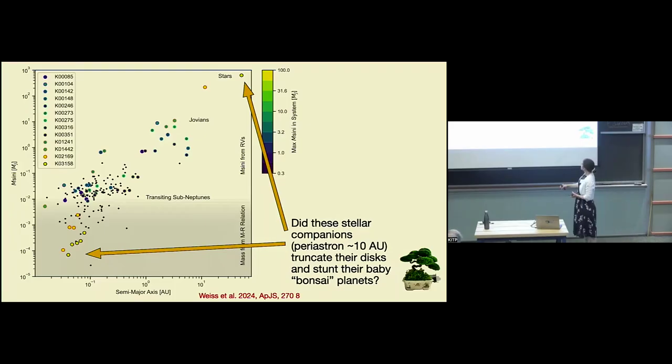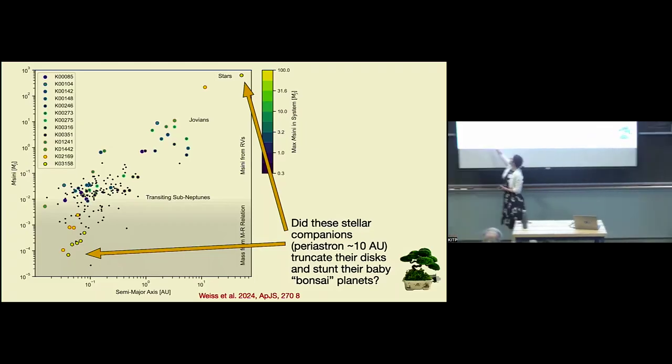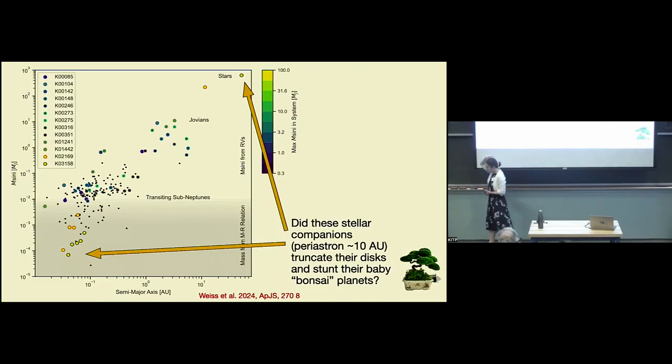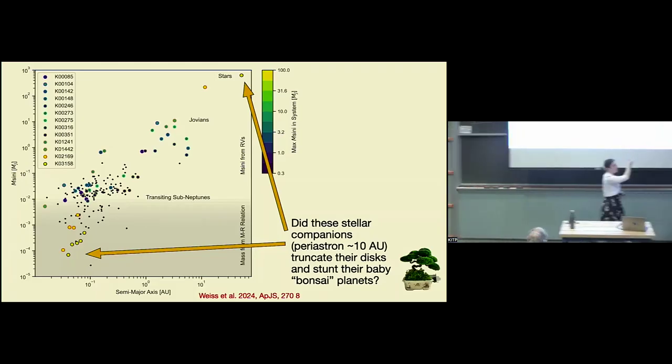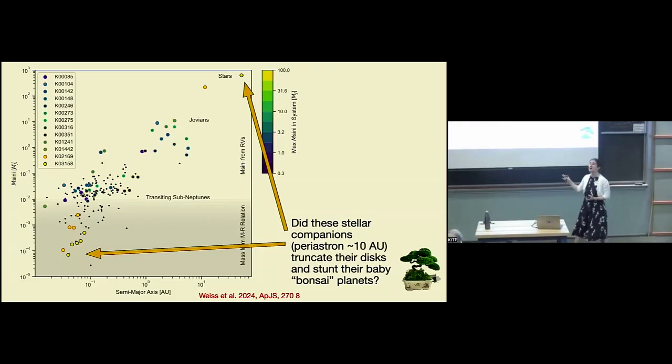So what's really neat is we can connect these systems with stars to systems with planets that are very small and also very close to their stars. So my question is, did the stellar companions, which have periastron passages of sort of 5 to 10 AU, truncate their disks and stunt the baby planets, resulting in what I like to call bonsai planets, because they're small and petite and perfect?